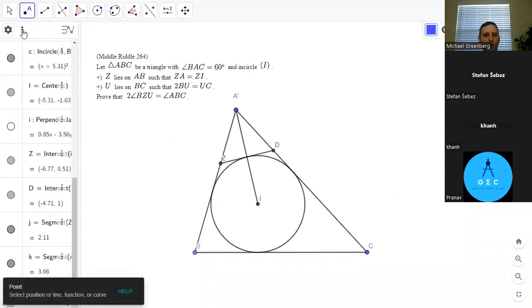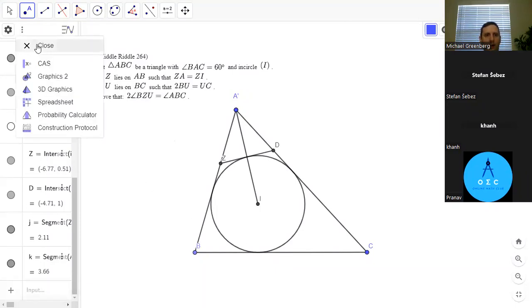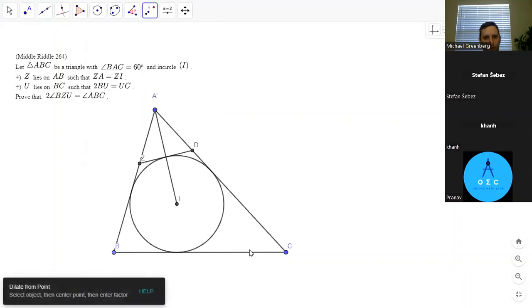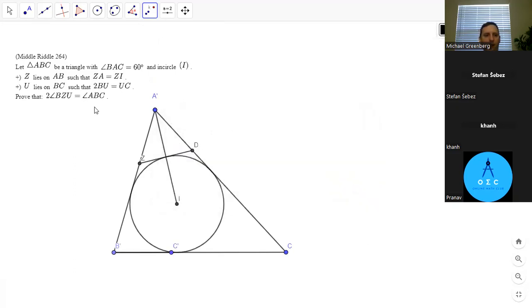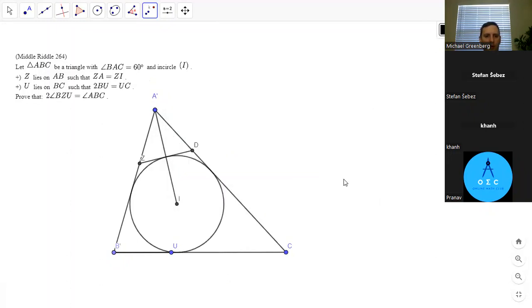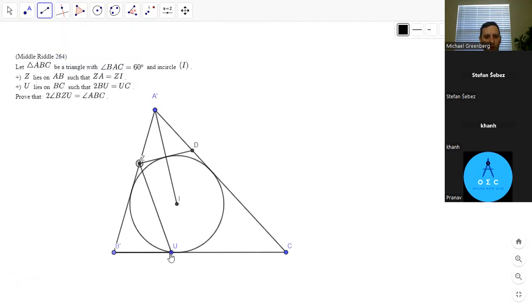All right, and then U lies on BC, so that 2BU equals UC. Okay, so we have to cut this in three. I would do that by dilating. Dilate by 1/3. So we dilate this by 1/3. Let's see if I can just do a fraction. All right, so this is U. And we want to show that twice angle BZU is equal to angle ABC.